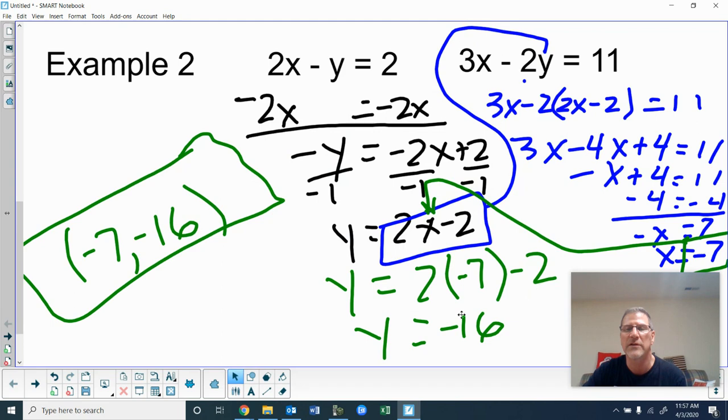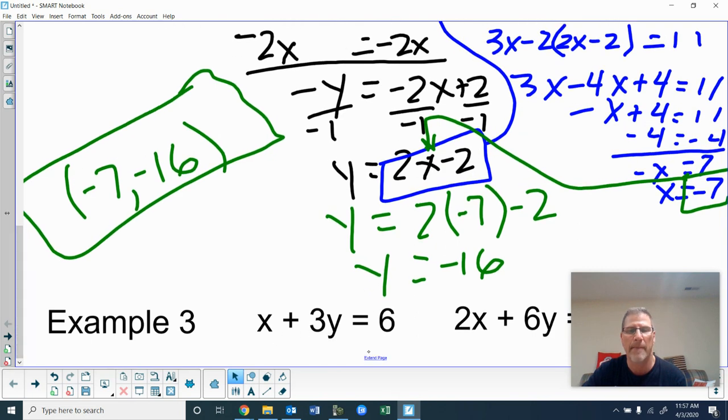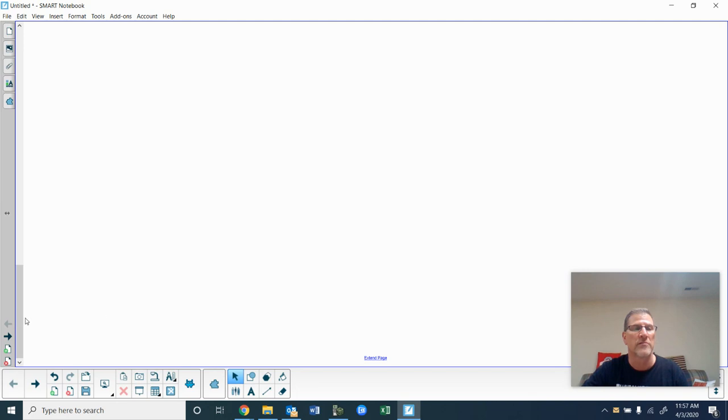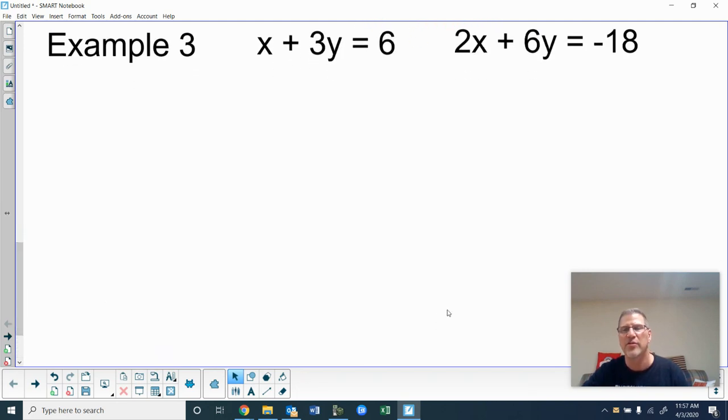Okay, I gotta quit. All right, example 3. Let me use my mouse for this. Extend the page. So example 3 will be the last one we'll go over, and then I'll give you your assignment. But this one, pay attention because sometimes this will happen, all right?